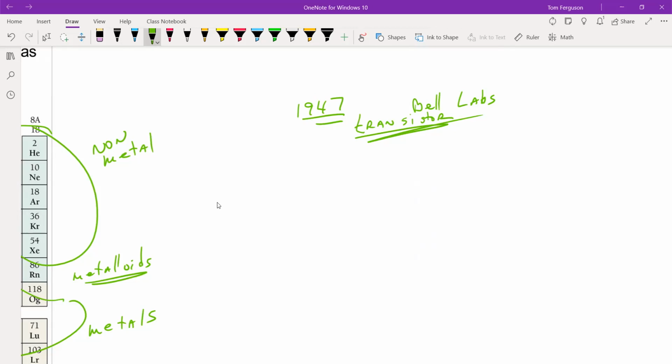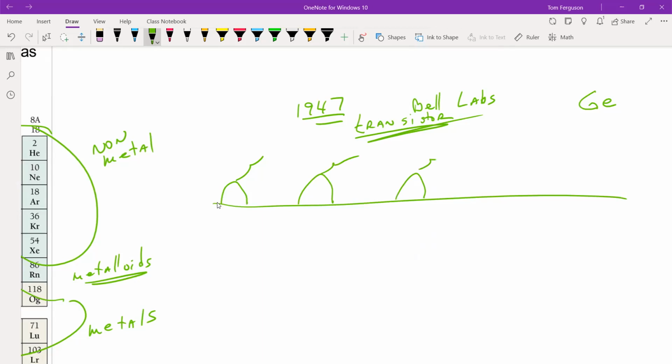Okay, and again, it's using germanium, a metalloid. What they did: a metalloid, if you apply a voltage to it, will change its chemical characteristics. Okay, so let's go to the definition of a metal.